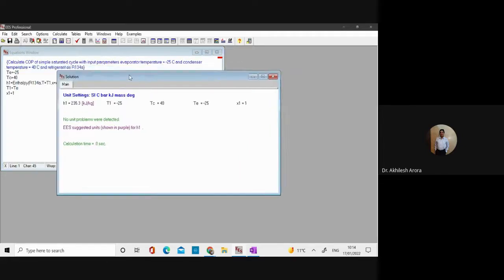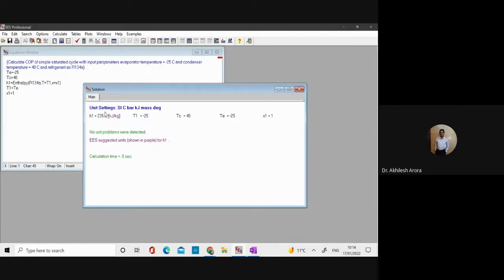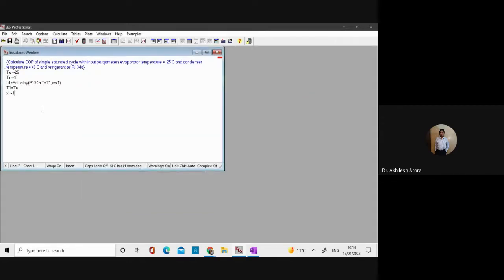So I get a solutions window here. What is the value of enthalpy here? I just clicked it here, 235.3. The temperature is minus 25. T1, TC 40, TE minus 25, X1 is equal to 1. So all the values are given to me, and on top of it, we are given the unit system: SI system of units, Celsius, bar, kilojoules, mass, degree. So whenever I calculate the value of the pressure, I will get the answer in bar instead of kilopascal. Okay. So I have got it.